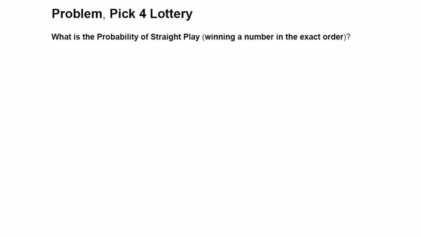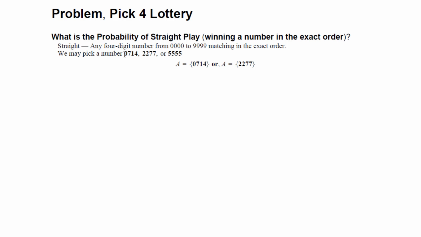So the question is, what is the probability of straight play? So straight play means winning a number in the exact order. So let's say we are going to play 0714. So if a person is going to win, he should win if the winning ticket has 0 as the first number, 7 as the second number, 1 as the third number, and 4 as the fourth number.